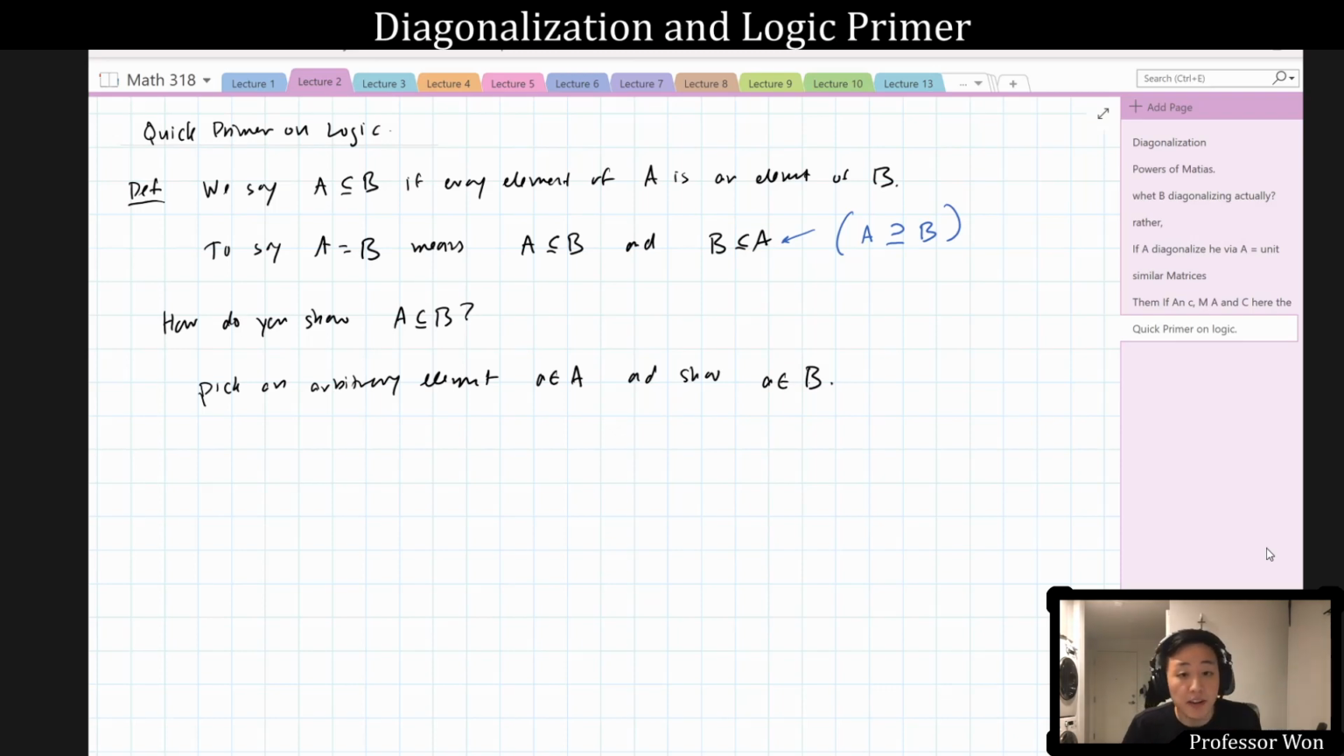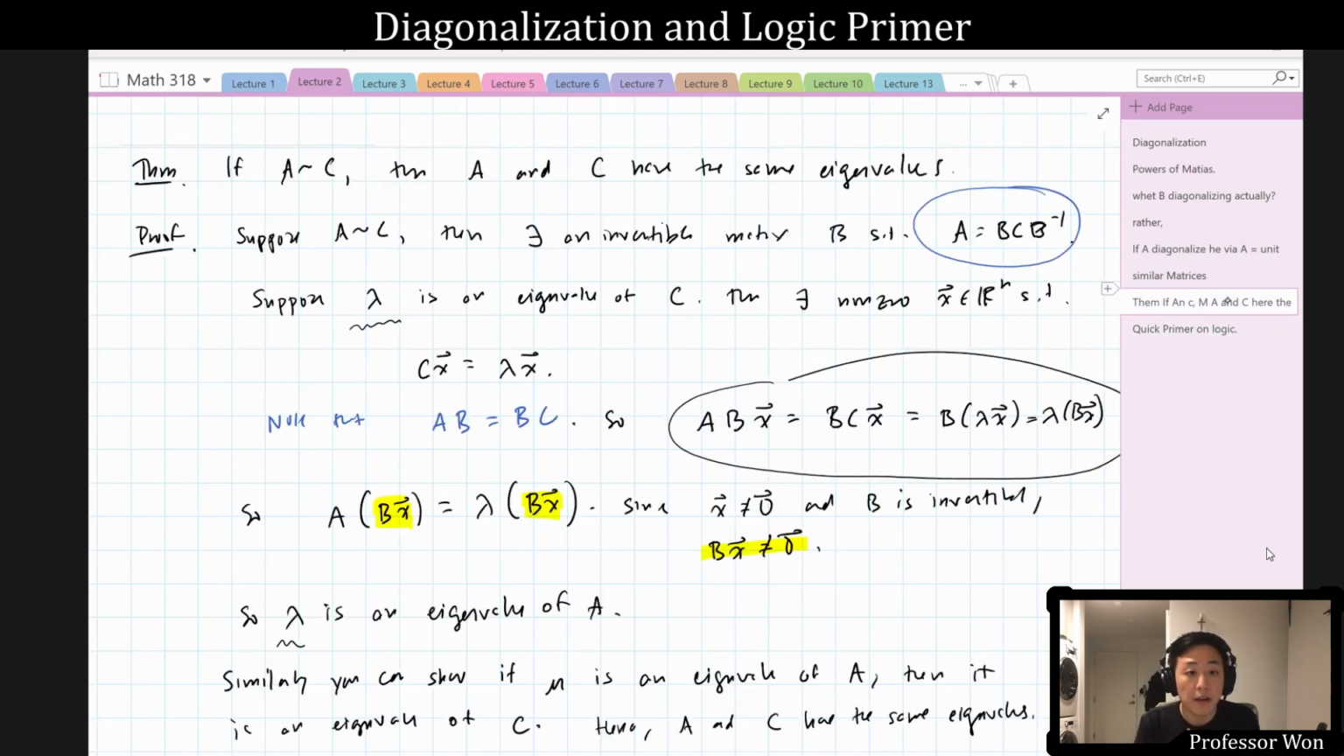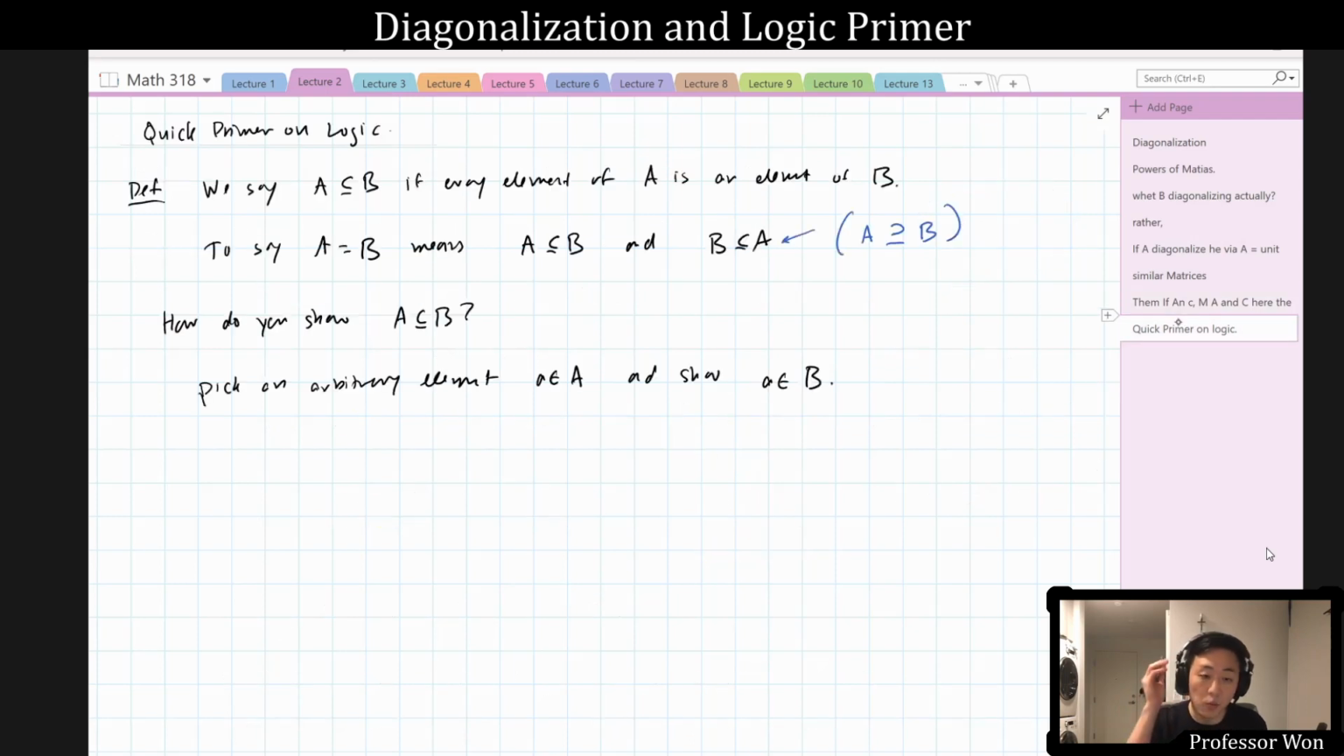By picking an arbitrary element, what I mean is the only thing you're allowed to use about little a is that it belongs to big A. So in this proof, I picked an eigenvalue of C, and the only thing I used about it was that it is an eigenvalue of C. So this argument would work for any of the eigenvalues of C, which shows that every eigenvalue of C is an eigenvalue of A. So the general technique, if you want to show that one set is a subset of the other, is you pick an arbitrary element of A, and you show that it's also an element of B.